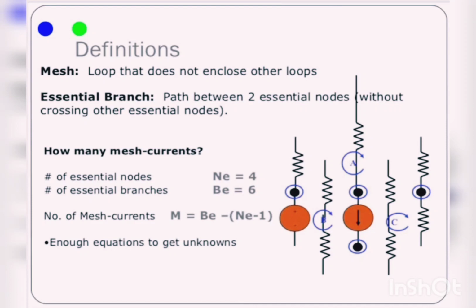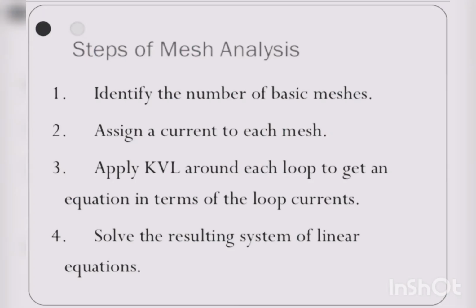Definition: a mesh is a loop that does not enclose any other loop. An essential branch is a path between two essential nodes without crossing another essential node. How many mesh currents? Nodes is equal to 4, branches is equal to 6, and the number of meshes is equal to branches minus nodes plus 1. That gives enough equations to get the unknowns. This is about how to find the number of meshes.